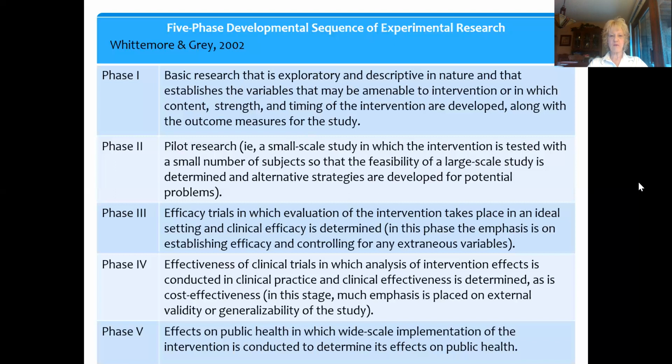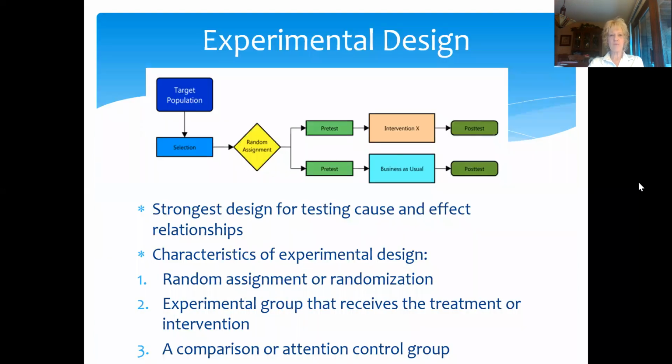And then phase 5 is what are the effects on public health, in which a wide-scale implementation of this intervention takes place, and really looking at public health impact. So those are the phases, and now let's go on and talk about these experimental designs. So this is your phase 3 clinical trial, true experimental design.